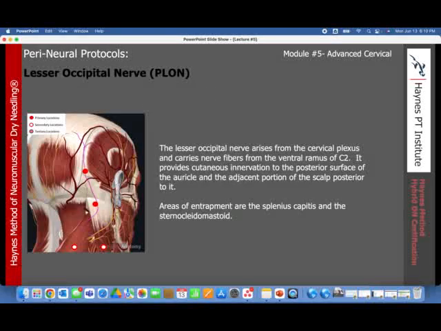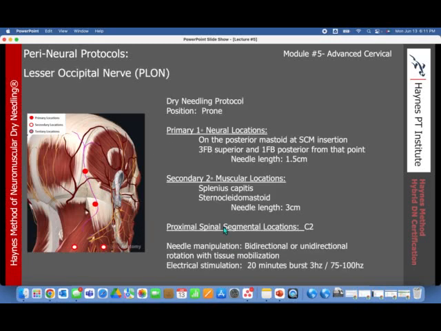The next will be the lesser occipital nerve. Here it arises from the cervical plexus, carries fibers from the ventral ramus of C2, providing cutaneous innervation to the posterior surface of the auricle and the adjacent portion of the scalp posterior to it. So greater auricular, more over here, and then lesser on this side. Areas of entrapment here are the splenius capitis again and the sternocleidomastoid.